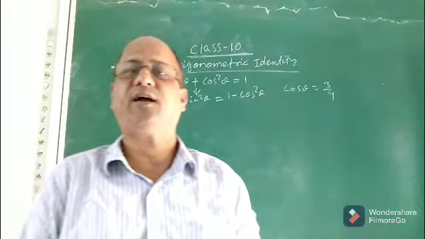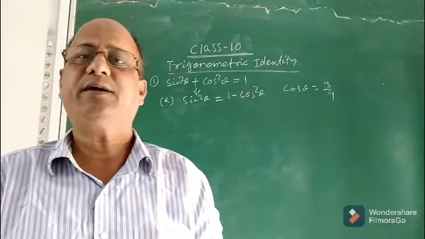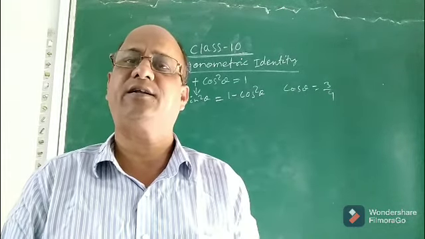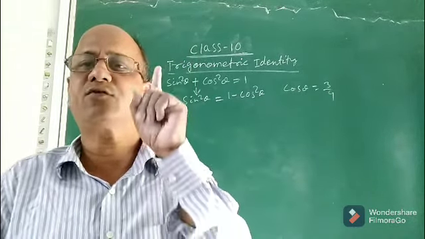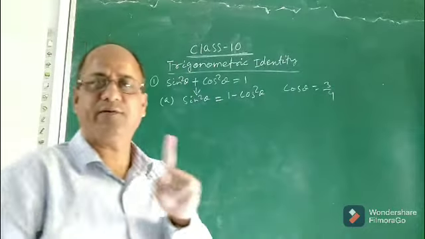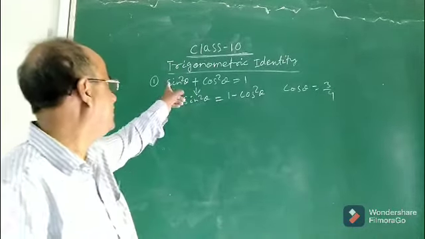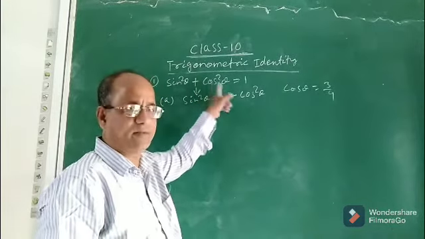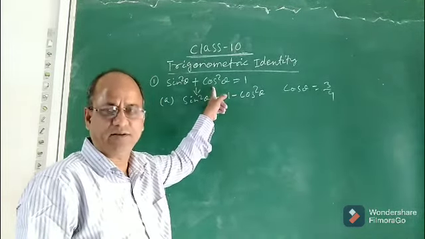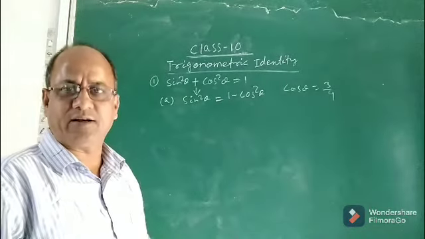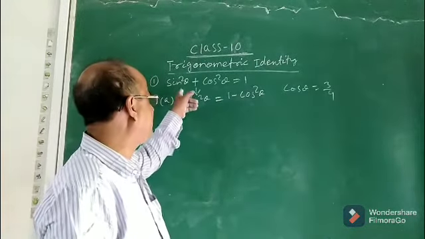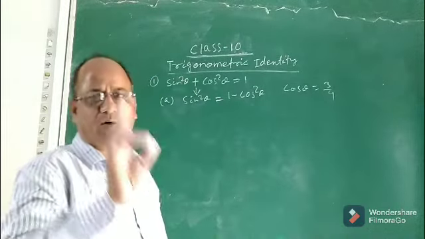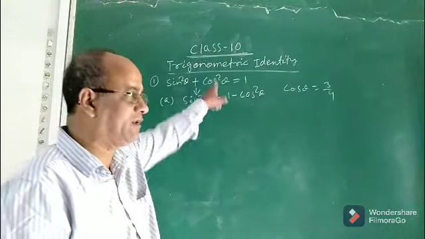Children, in the previous class I discussed what trigonometric identities are, and various trigonometric identities. Basically I discussed one important identity as given in your CBSE class 10 syllabus: sin square theta plus cos square theta equal to 1. I proved the truth of this identity geometrically as well as by taking different examples. This identity is always equal to 1. It cannot be anything other than 1.